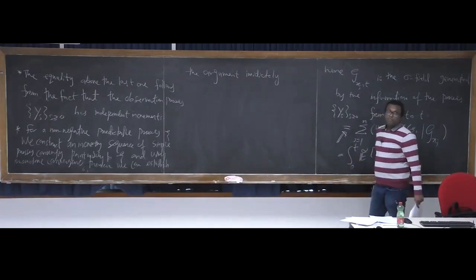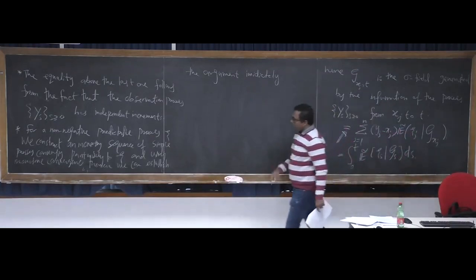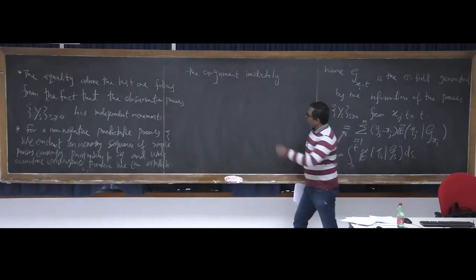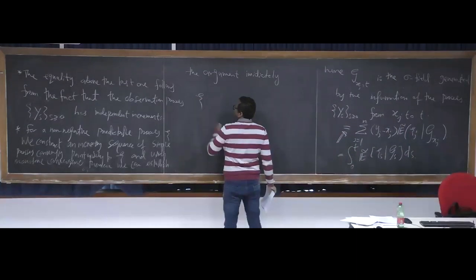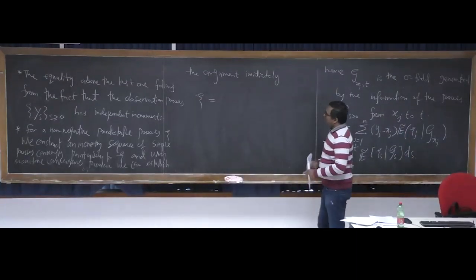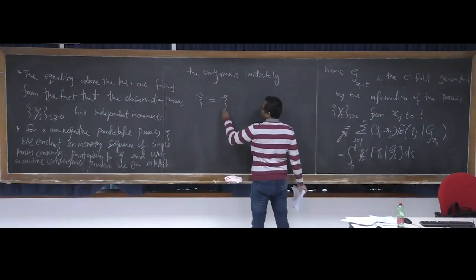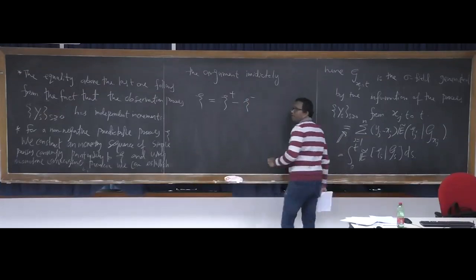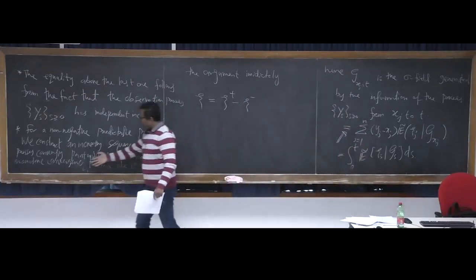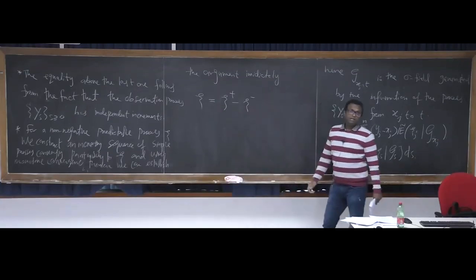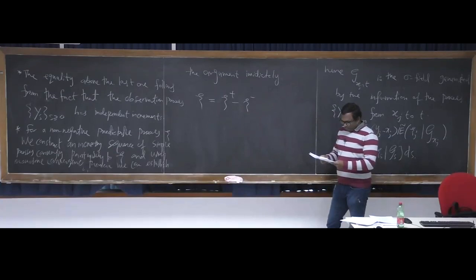So for any general predictable process ξ, how do we establish the result? In that case, you can express ξ as a difference of non-negative predictable processes: ξ you can represent as a positive part and a negative part. We already have the result for the non-negative case, so you can immediately get the result for any general predictable process ξ. So that is the proof of the first result of this lemma.